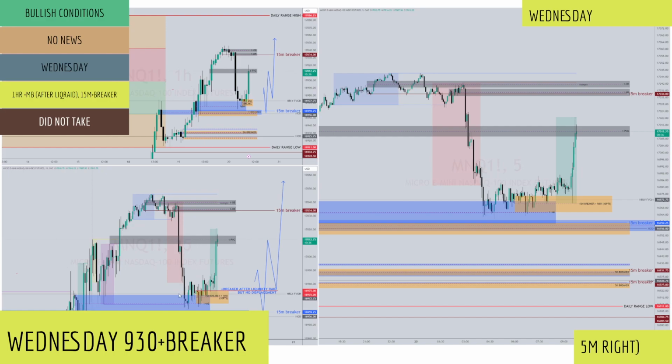Well, it's a pullback into discount because it breaks the Asian or the PM session low 1, 2, 3, 4 times, attempts to displace lower and cannot displace lower. So this is a pullback rather than a move lower. Compare that to the afternoon session where it just keeps going. It doesn't stop. It just goes through the session liquidity and just keeps trucking. So that's how you know the difference between displacement and pullback.